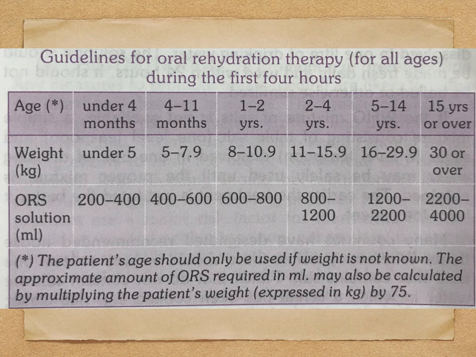The actual amount given will depend on the patient's desire to drink and on surveillance of signs of dehydration, keeping in mind that greater amounts should be given to heavier patients, those with greater signs of dehydration, and those who still have watery diarrhea during rehydration. The general rule is that patients should be given as much ORS solution as they want, and the signs of dehydration should be checked until they subside.